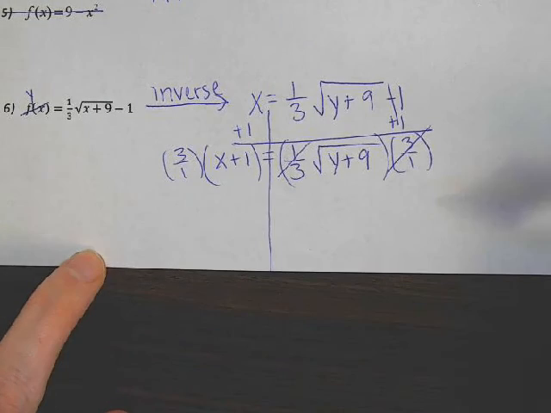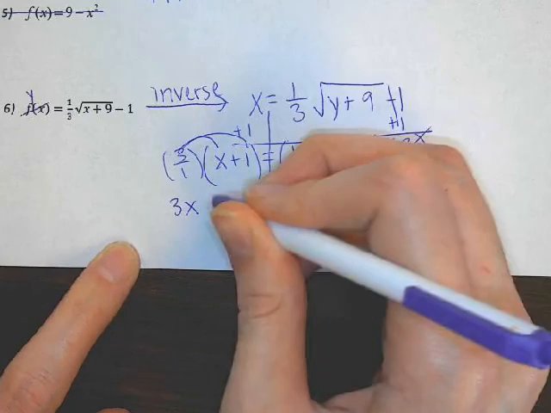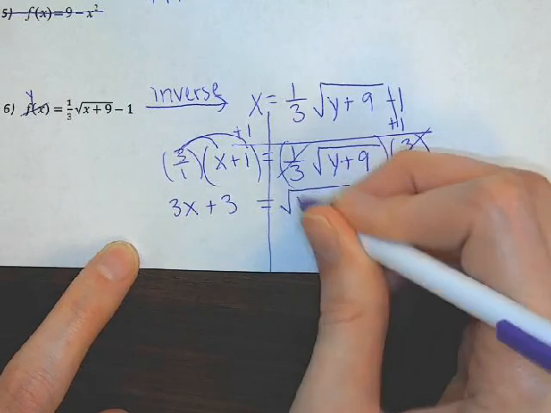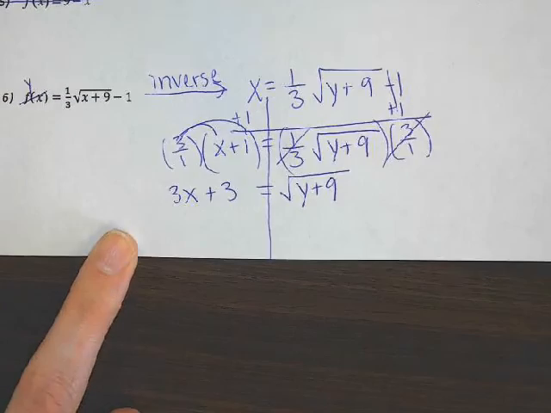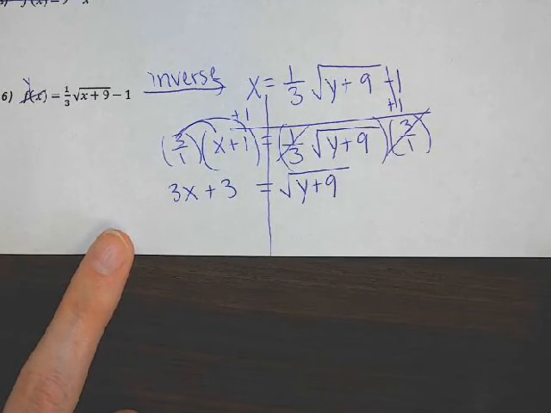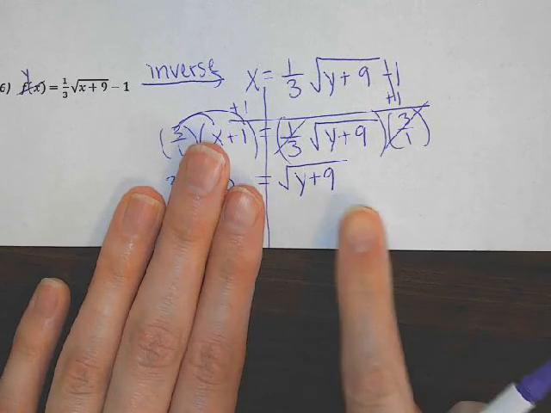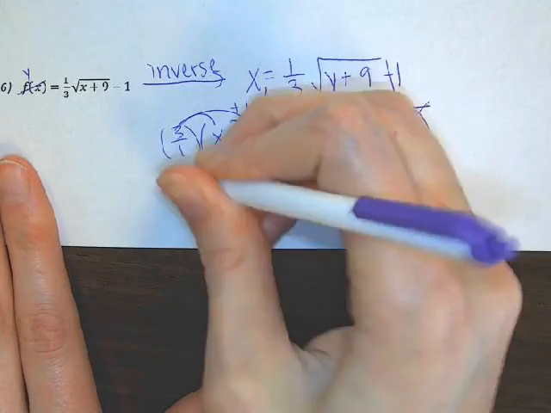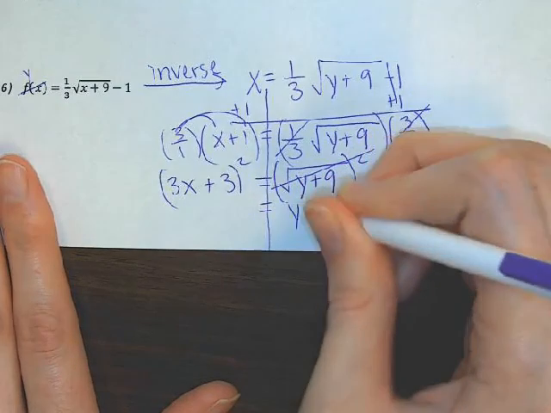Okay, let's write it out. 3 times x is 3x, 3 times 1 is 3, equals square root y plus 9. Only 2 more steps and then we're done. Okay, I cover up the left side. Can I subtract 9? No, we got to square it. We got to get rid of that radical. So I square all of this, cancels that out. Bring down the y plus 9.